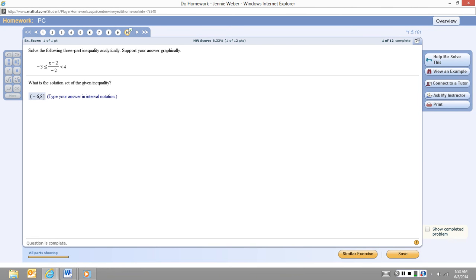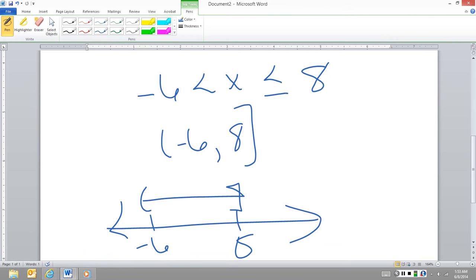And so you can see this really is no harder than any other inequality. The only thing you're looking for is that if you divide or multiply by a negative number, you have to flip the sign as we did here. But now since we're in three-part, whatever you do to one side, you do to all three sides.